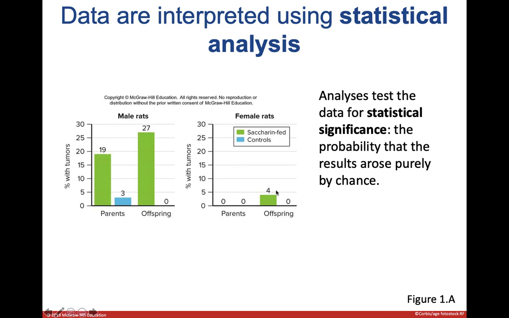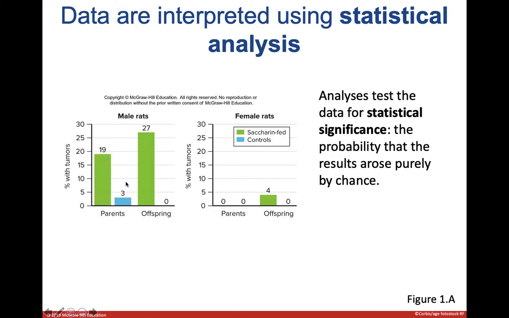The same thing stood true over here for the females. Now, what you can see here is that there's a drastic difference between our males developing cancer with saccharin and non-saccharin. The females, it doesn't seem to matter too terribly much, but for the males, there's a drastic difference. 27 and 0 is a massive difference. 19 and 3 is also a massive difference.